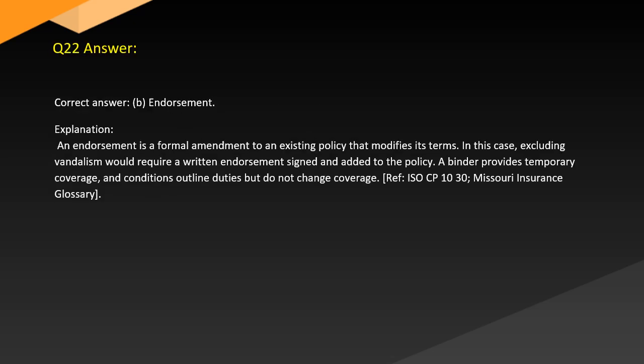Answer. Correct answer: B. Endorsement. Explanation. An endorsement is a formal amendment to an existing policy that modifies its terms. In this case, excluding vandalism would require a written endorsement signed and added to the policy. A binder provides temporary coverage, and conditions outline duties but do not change coverage. Ref. ISO CP 1030, Missouri Insurance Glossary.